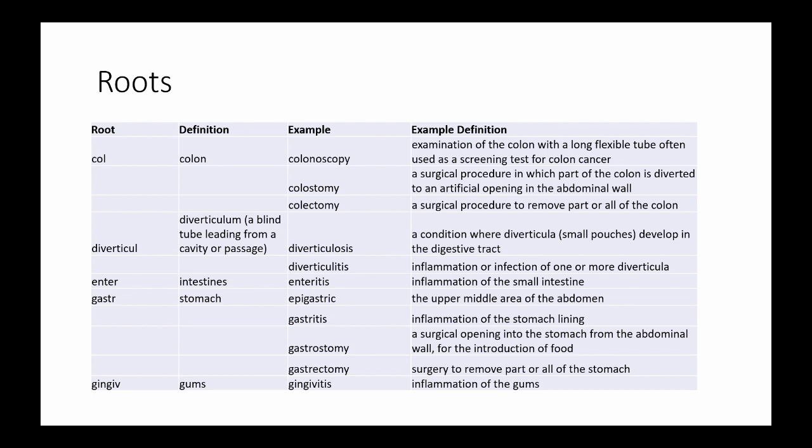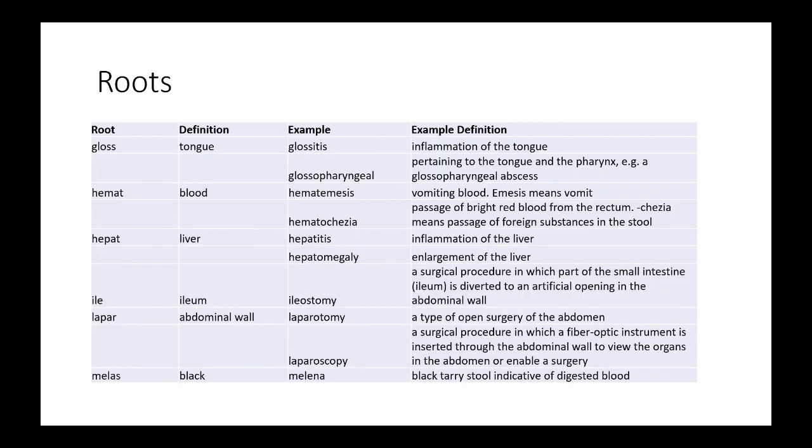Gingiv means gums. For example, gingivitis, which is inflammation of the gums. Gloss means tongue. Glossitis is inflammation of the tongue. Glossopharyngeal refers to the tongue and the pharynx, for example, used in the context of glossopharyngeal abscess.